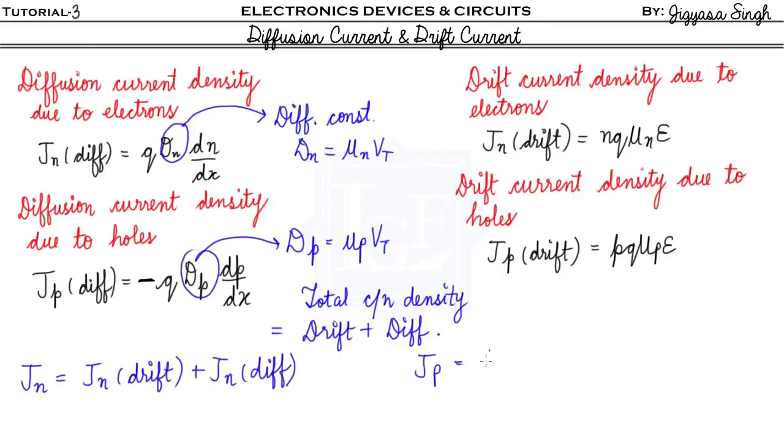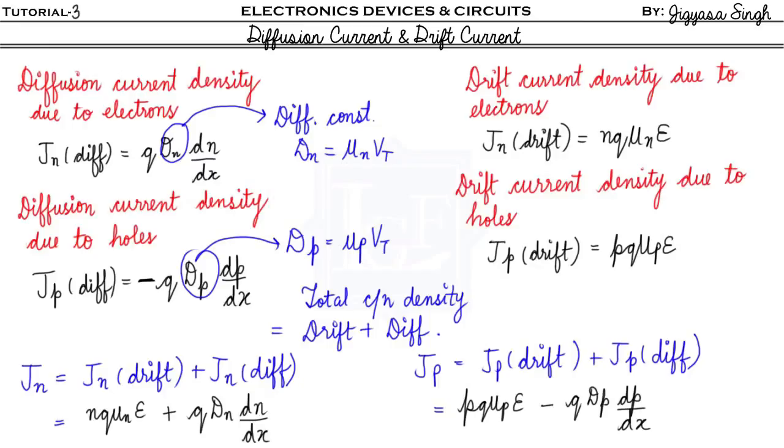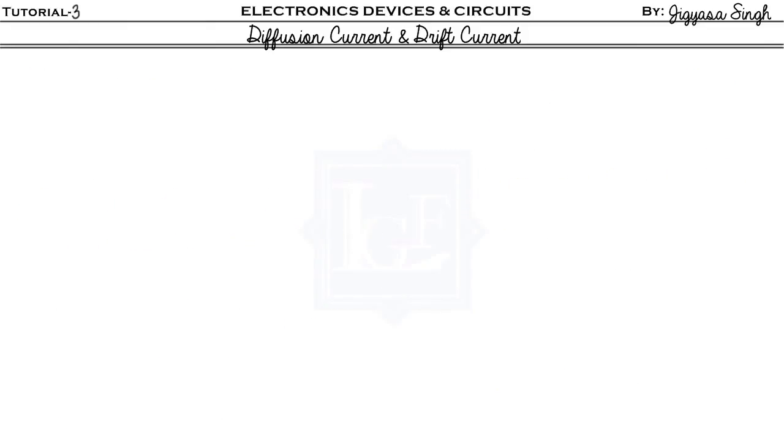Similarly, Jp is equal to Jp drift plus Jp diffusion. Now cross check that what you have written in your notebook, is this correct or not? I hope you are able to write these expressions. Yes, we are making good progress. We are understanding everything, right? So let's now move on ahead. Now let me write the current density expressions again.